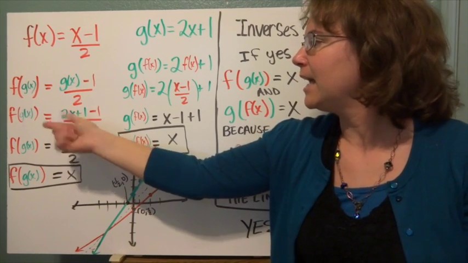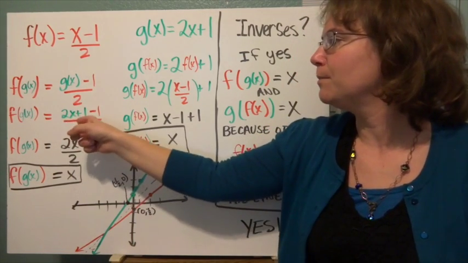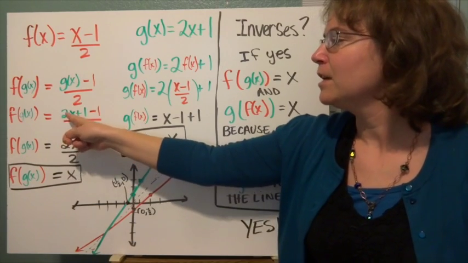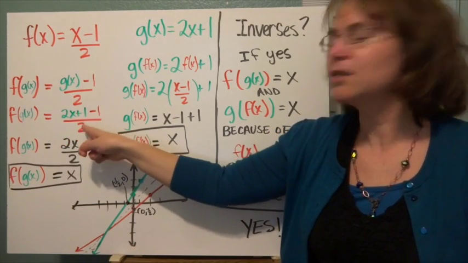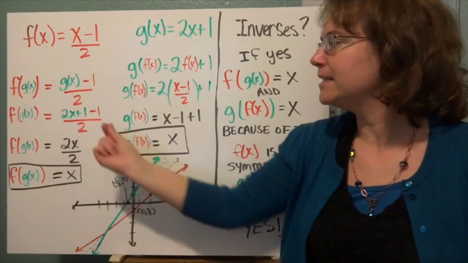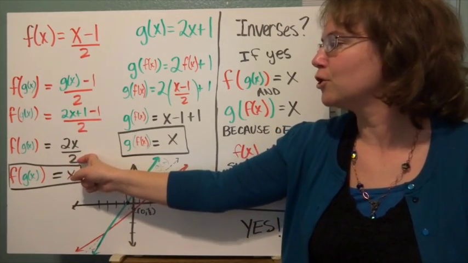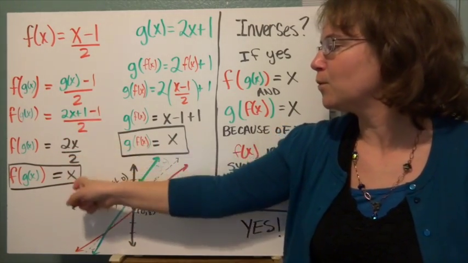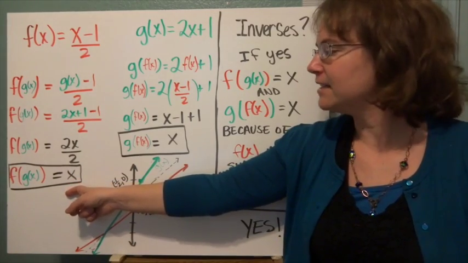And I could put this in parentheses just to make sure, but I'm not distributing anything. So I have (2x plus 1 minus 1) over 2. I can go ahead and simplify. That's just 2x over 2. And then 2 over 2 is 1, so I have f of g of x is equal to x.